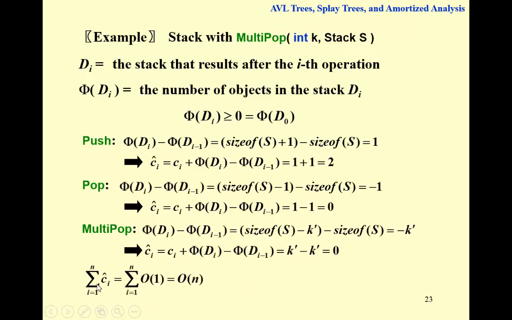We just sum them up, and we get that this one is obviously big O of n, and is an upper bound of the actual cost. And therefore, the amortized cost for each operation will be a constant. And this is, again, a very simple example. Let's try a harder one.